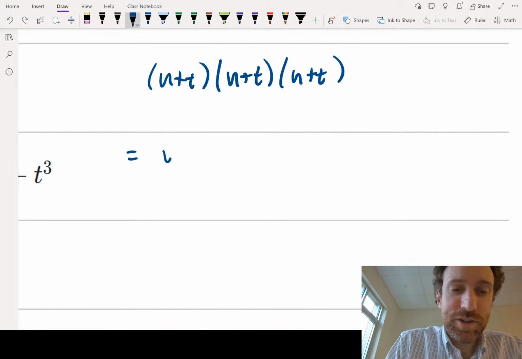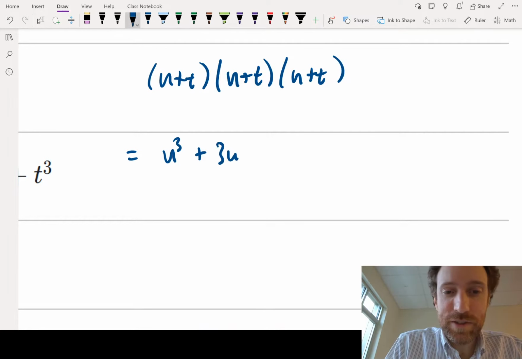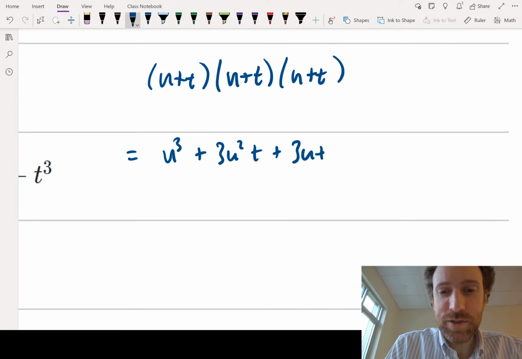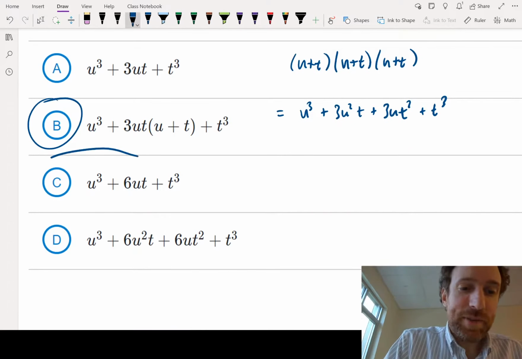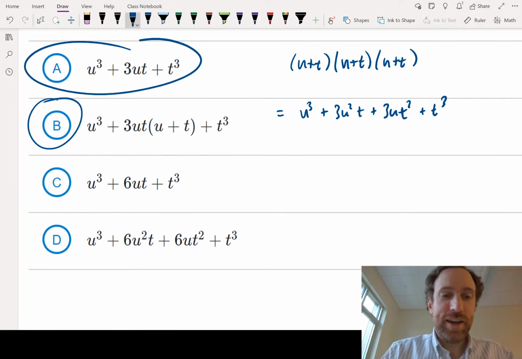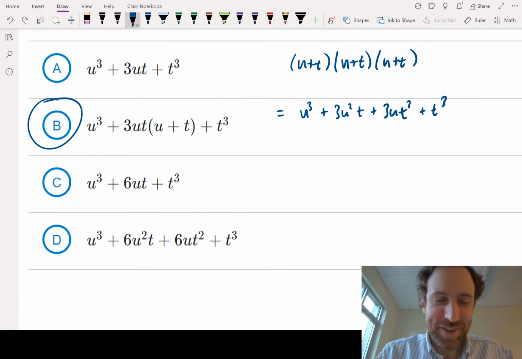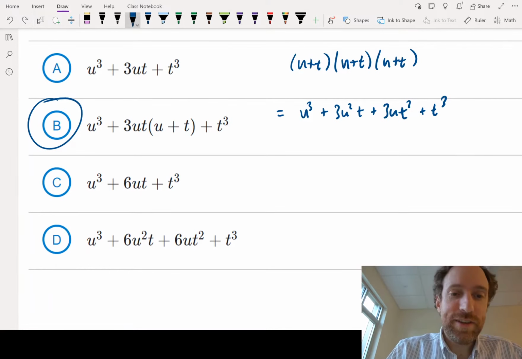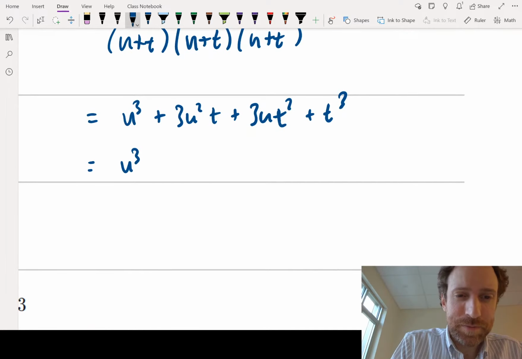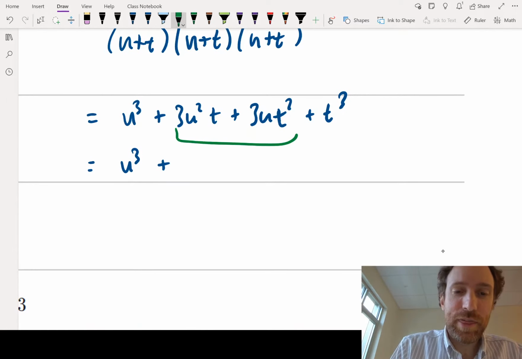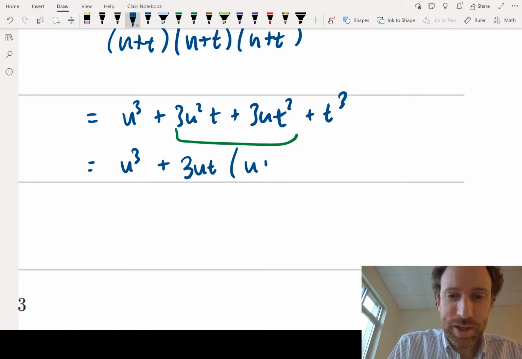Whichever way you choose to do it, you should get u cubed plus 3u squared t plus 3ut squared plus t cubed. However, you'll notice that that isn't one of the answer choices. Don't pick something like this or this. I don't want students to pick an answer that's wrong. As you can see, answer choice B is correct, though a little bit weird. If we simply factor the middle two terms, you'll notice that the middle two terms have 3ut in common. So factoring out 3ut, you get u plus t.